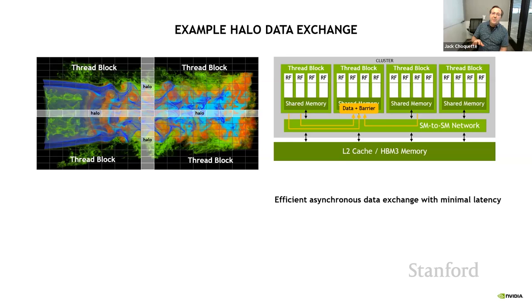Here's an example of how the Halo data exchange is performed on Hopper with its new capabilities. Here we have a cluster of 4 thread blocks, each working on different parts of the data. When one thread block needs to get Halo data to another thread block, the other thread block writes it directly into its local shared memory, updating a local barrier indicating the data is ready. So here the data exchange is efficiently done asynchronously and with minimal latency.